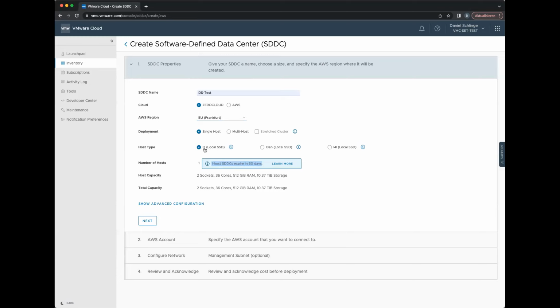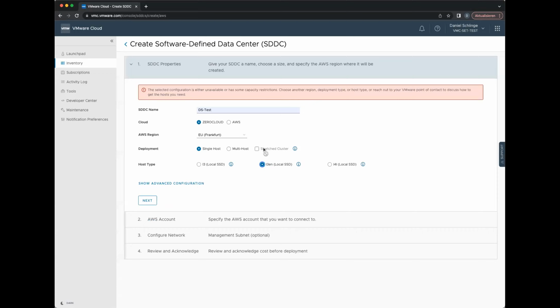The i3 one is one of the oldest, and we have the i3en and the i4i. The i4i is the newest one with new processors, and this differs a little bit in host capacity. You see here we have a machine with 2 sockets, 36 cores, half a terabyte of memory, sorry, not gig. And if you choose another one, this configuration will also change.